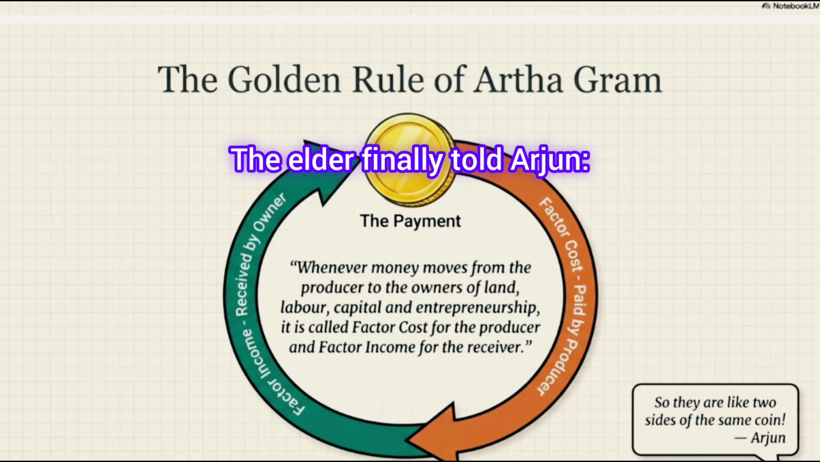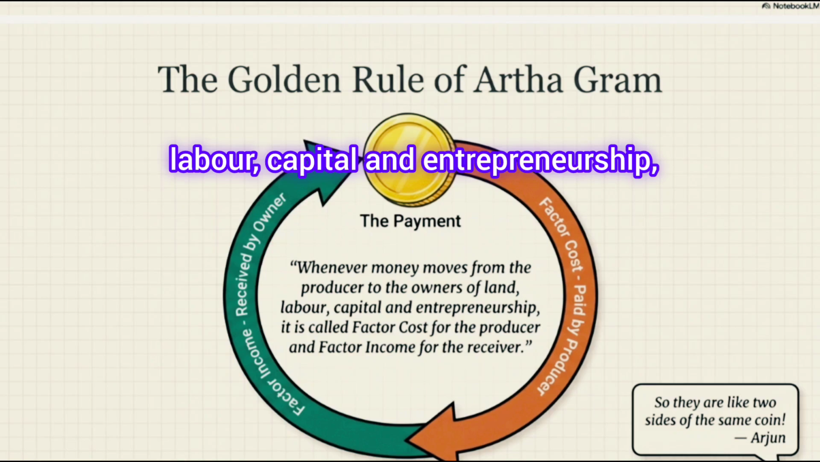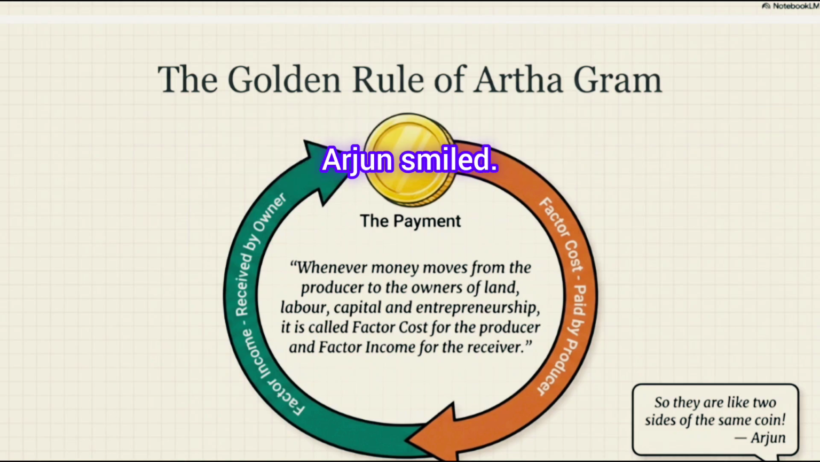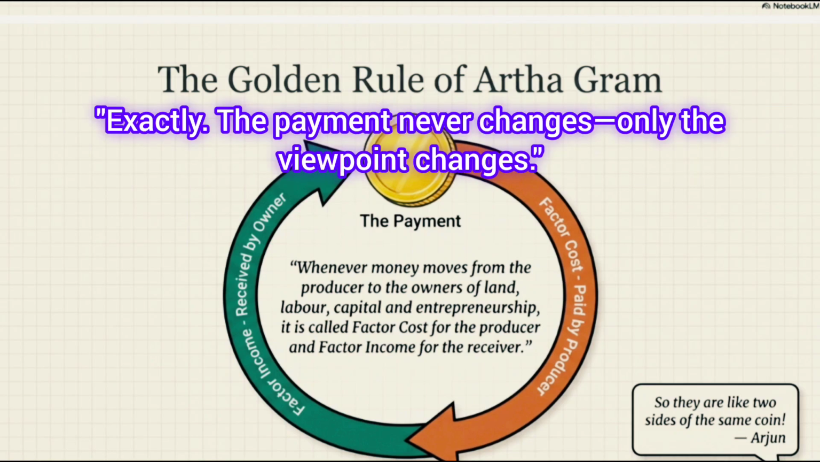The elder finally told Arjun, whenever money moves from the producer to the owners of land, labor, capital, and entrepreneurship, it is called factor cost for the producer and factor income for the receiver. Arjun smiled. "So they are like two sides of the same coin." The elder replied, "Exactly. The payment never changes, only the viewpoint changes."